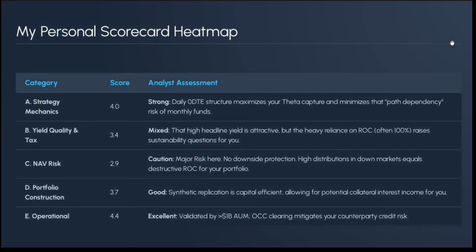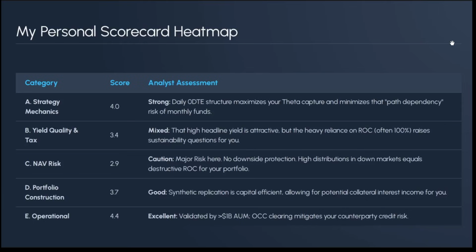All right, this is my personal scorecard. The strategy mechanics, a 4 out of 5. I'm going to say my analysis assessment is strong. Daily 0 day time expiration structure maximizes your data capture, and minimizes the path dependency risks of monthly funds. So if you're looking for something that does daily options, yeah, it's pretty good. 4 out of 5, not bad.